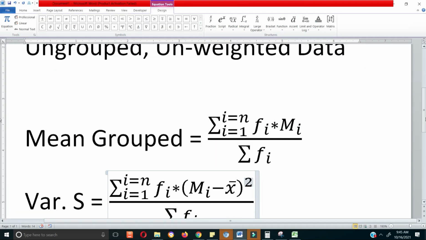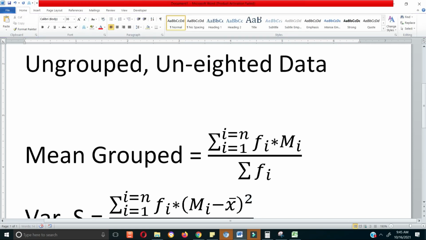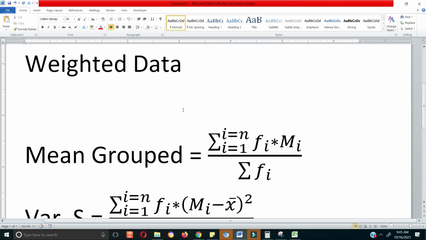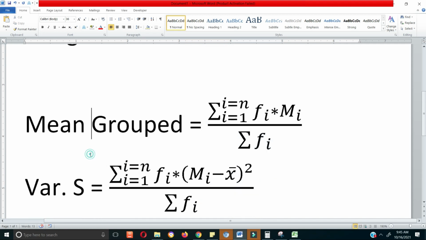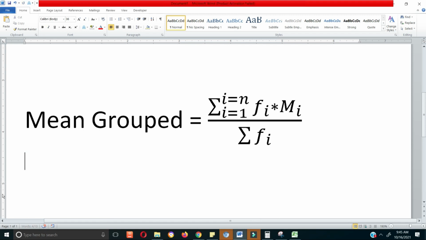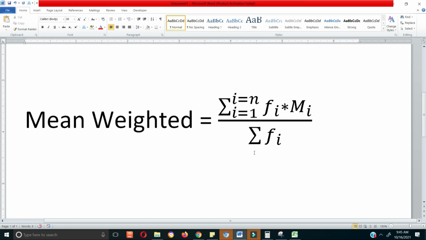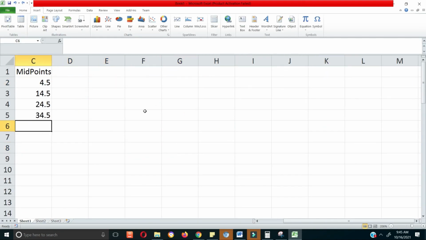So this is what you do for group data, but then you can also have weighted data. So we're doing this for group data. So you can have weighted data. So you're doing weighted data, the weighted mean. So the weight is going to be, let me just give you an example of when you have weighted data.